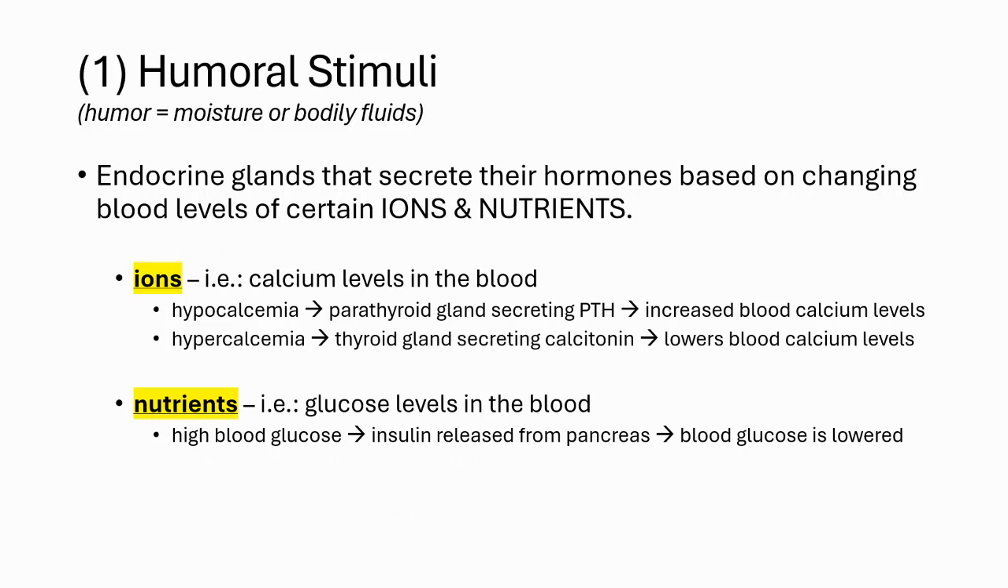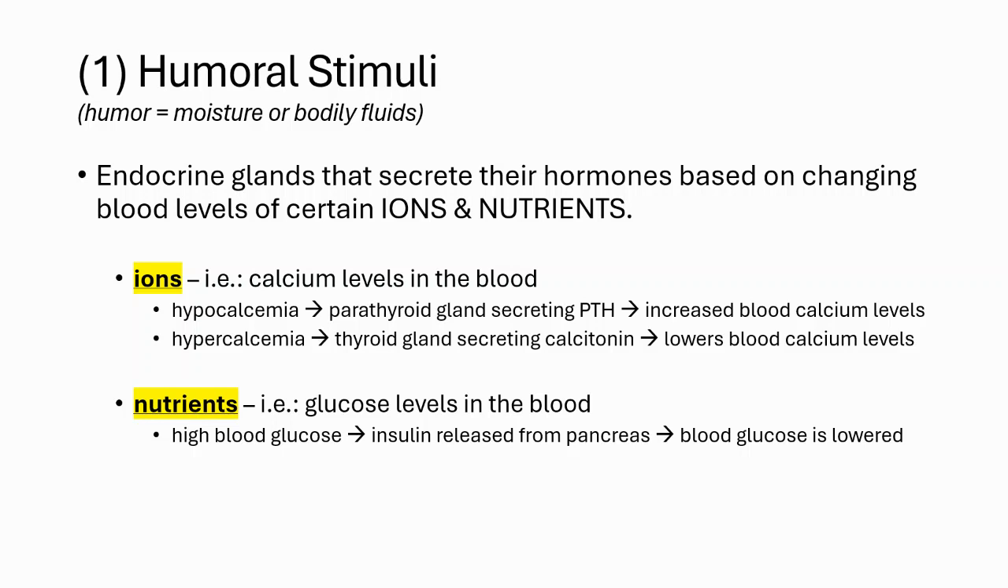And we've already talked about that way back in the skeletal system. Remember, we were talking about calcitonin and parathyroid hormone. If blood has low levels of calcium, parathyroid hormone is going to be secreted. If blood has high calcium levels, then calcitonin is going to be secreted. So again, that was an example of ions and their concentrations in the blood affecting hormone secretions.